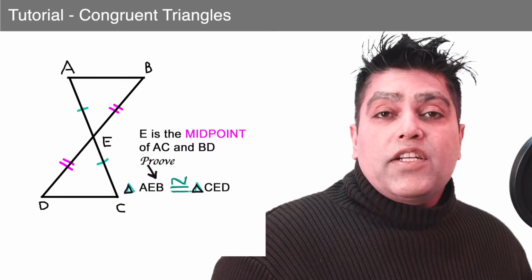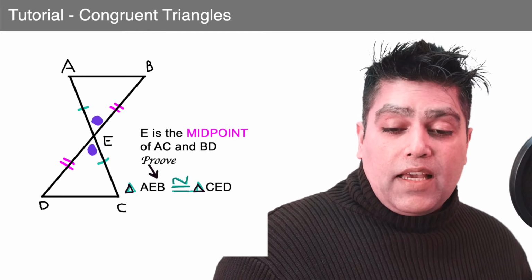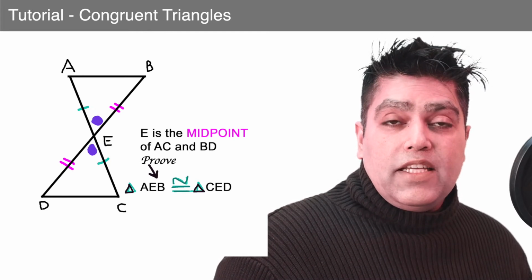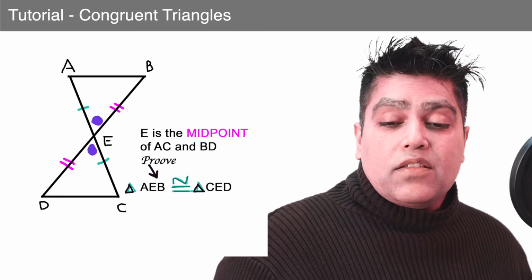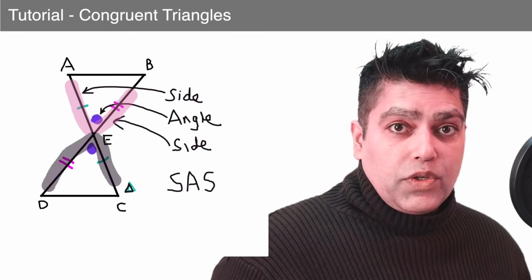But we can definitely see that angle E has vertical angles. So AEB angle would be the same as DEC. So in this case, we have side angle side congruence, and both the triangles are congruent.